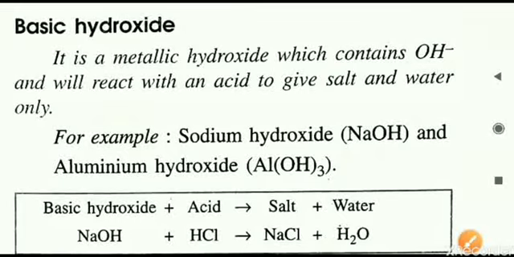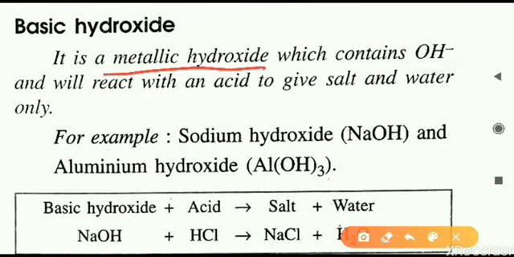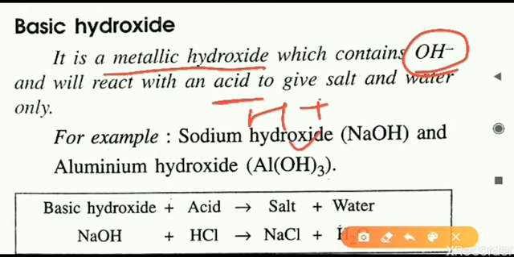Basic hydroxide, what is it? The definition will read: it is a metal hydroxide. Hydroxide is OH minus, so it will provide OH minus ions for the reaction with acid. Acid provides H plus, the basic hydroxide provides OH minus, and what will these H plus and OH minus give? They will produce H2O, that is, water.